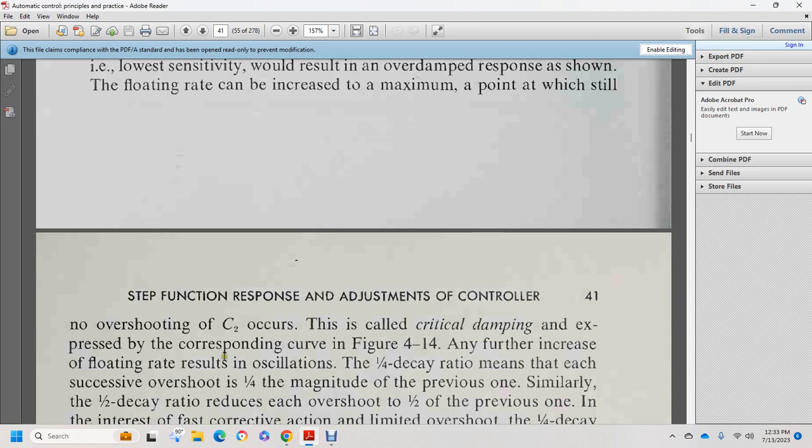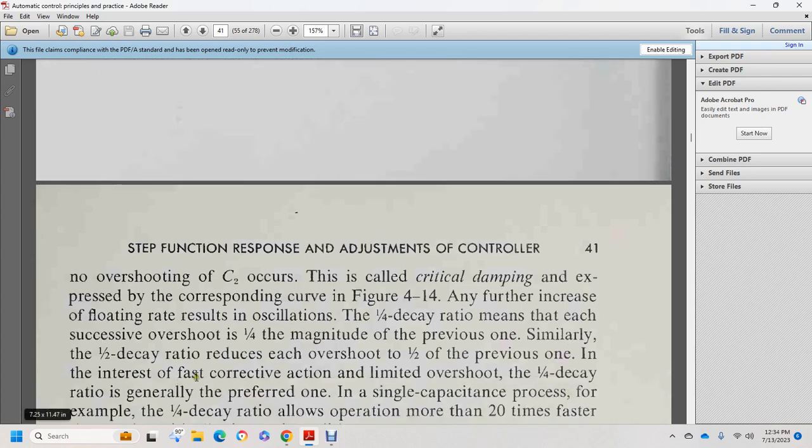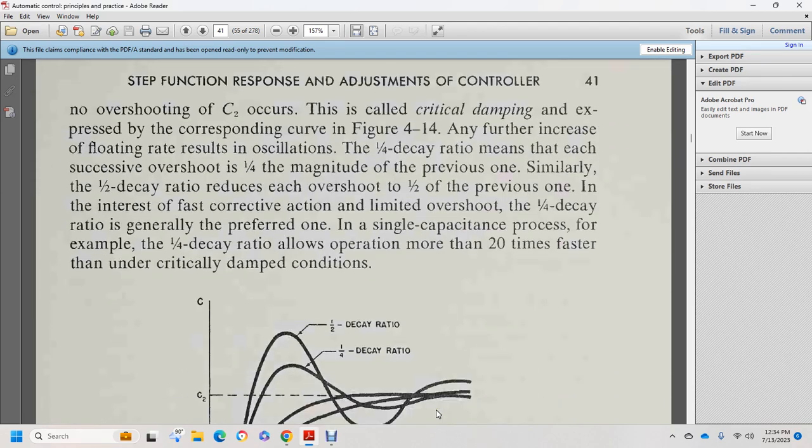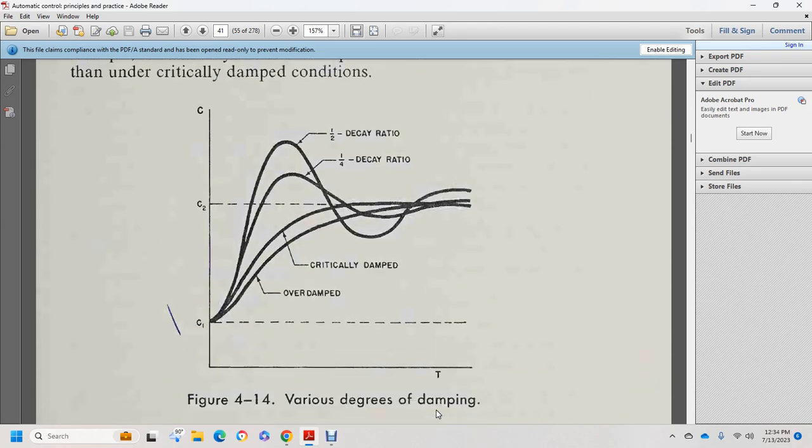Further increase of the floating rate results in oscillation. With a quarter decay ratio, each overshoot is a quarter of the magnitude of the previous one. For a half decay ratio, the overshoot is reduced to half of the previous one. In the interest of fast corrective action, a quarter decay ratio is generally preferred for the single capacity process. For example, the quarter decay would allow operation more than 20 times faster than under the critical damping conditions. So figure 414 shows the various degrees of damping.